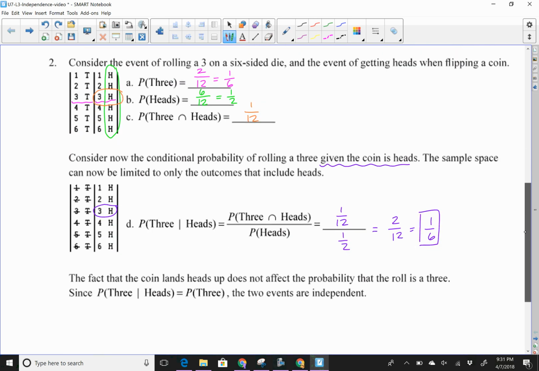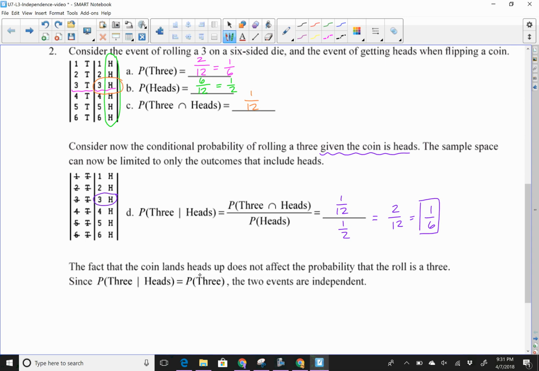And now, most importantly, the fact that the coin lands heads up does not affect the probability that the roll is a 3. We calculated two different things. We calculated the probability of 3 given that we have heads, and that is 1/6. And the probability that we get a 3 is up here, and that is 1/6. Since these two things are the same, we know that these two events are independent. If they were not the same, then we would know that they are dependent. Excuse me. That's a very important concept that you're going to go through.